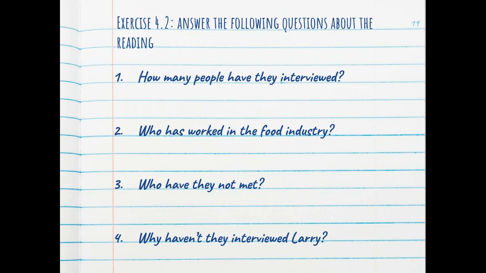The first one is, how many people have they interviewed? Who has worked in the food industry? Who have they not met? Why haven't they interviewed Larry? Okay, so with this exercise, it should also take you about 10 minutes because you have to read and double check your answers, and you would have completed this lesson.